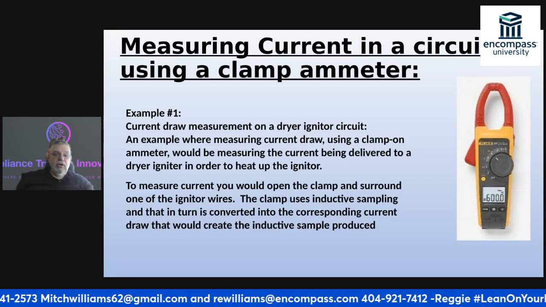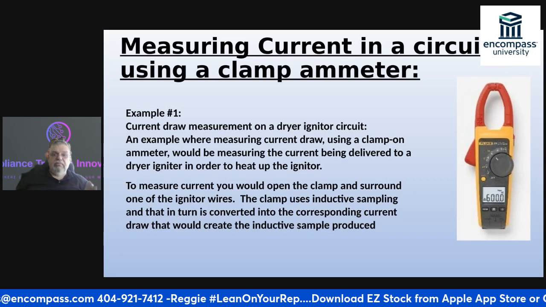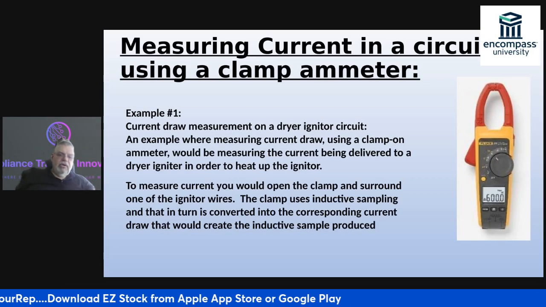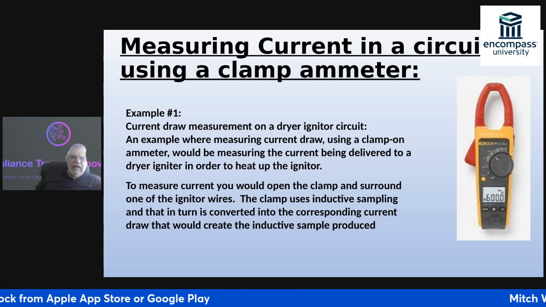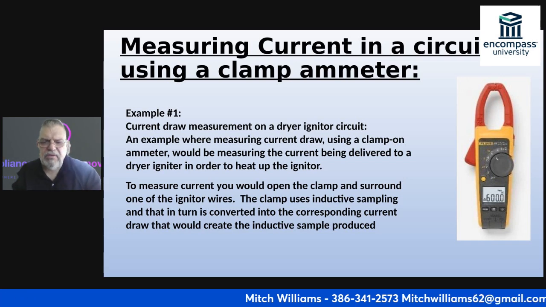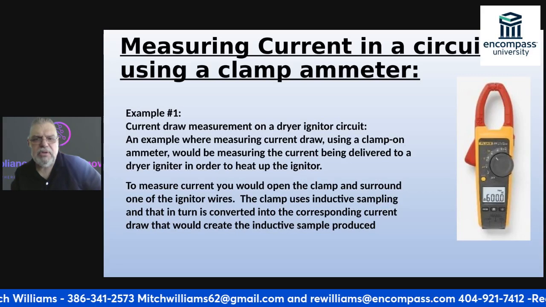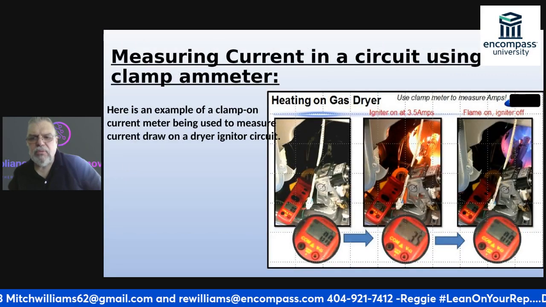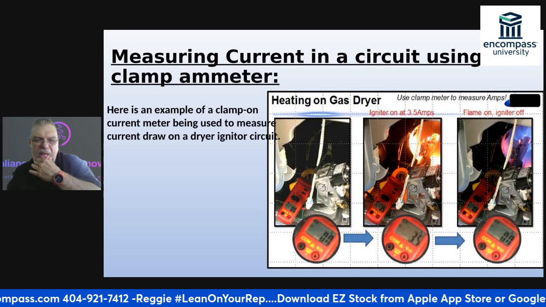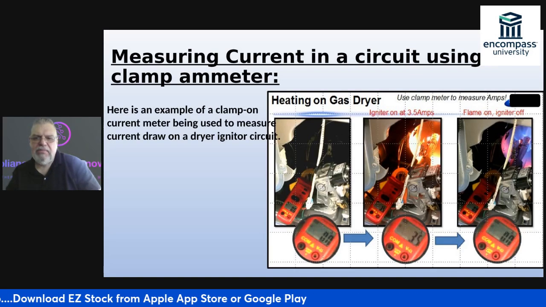Okay. To measure the current, you would open the clamp and surround one of the igniter wires. You don't do both of them, just one side. Okay. The clamp uses induction sampling, which is converted and in turn turned into the corresponding current draw. Okay. So I am usually looking for somewhere between 3 and 3.5 amps for that to come on, for that to ignite the flame at the gas valve.